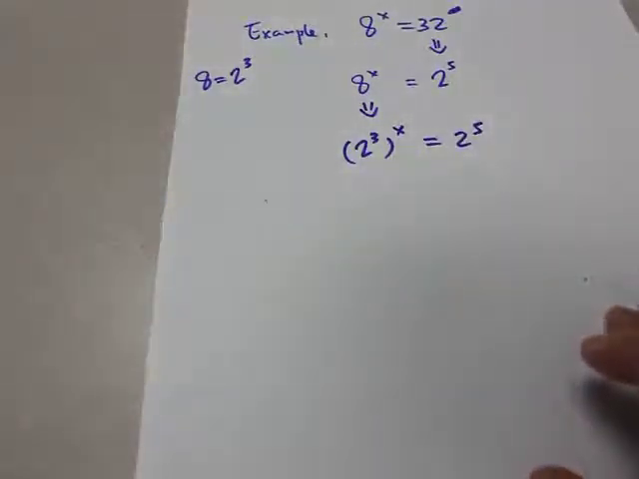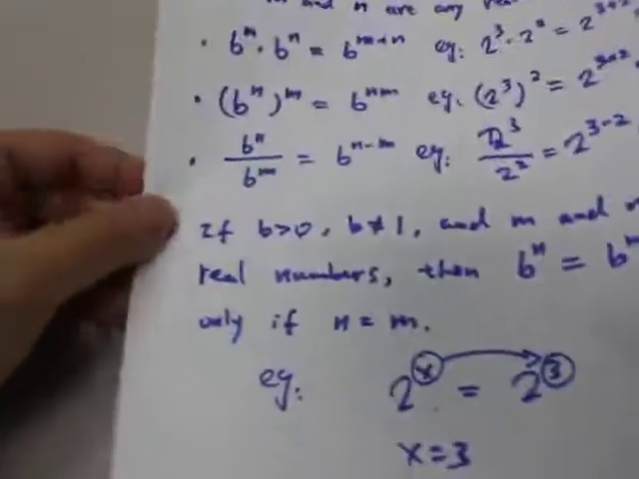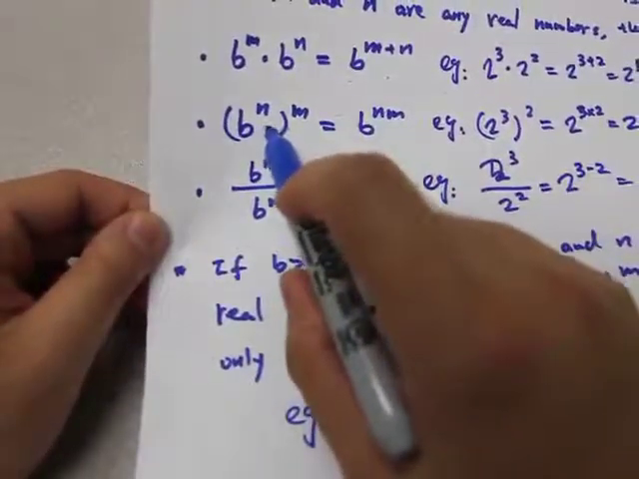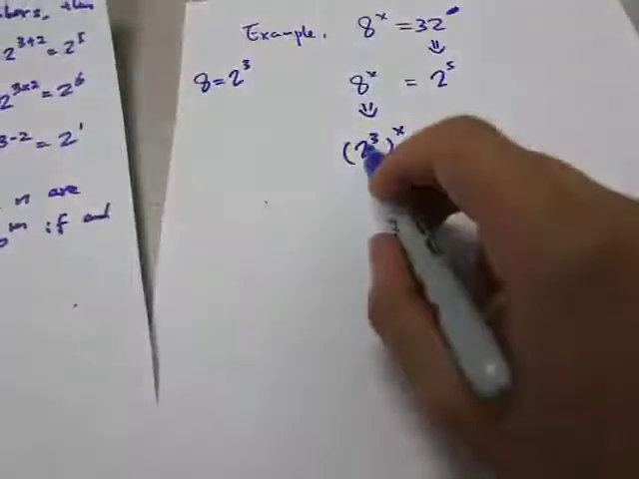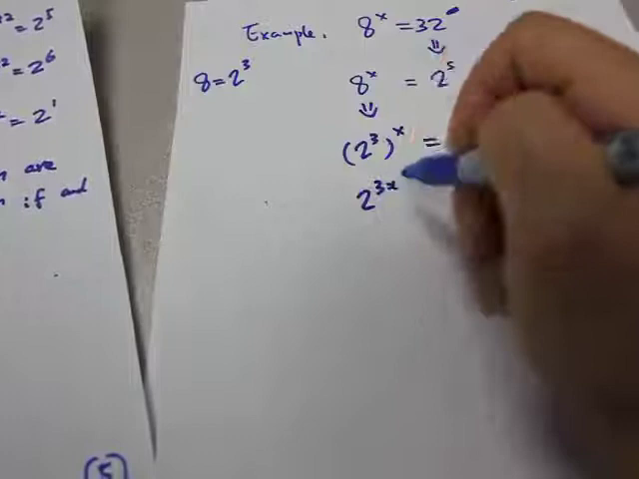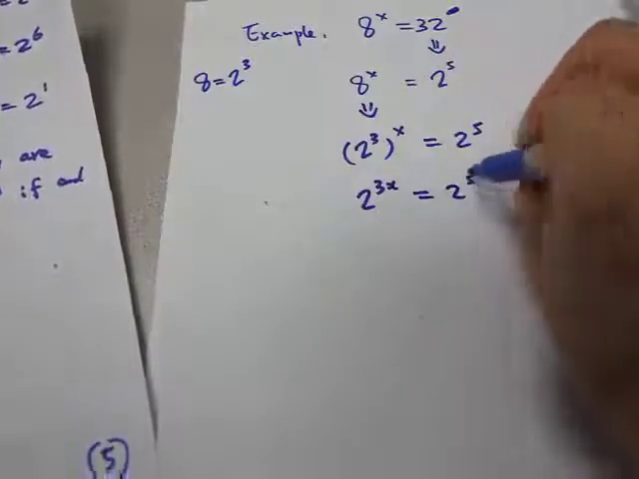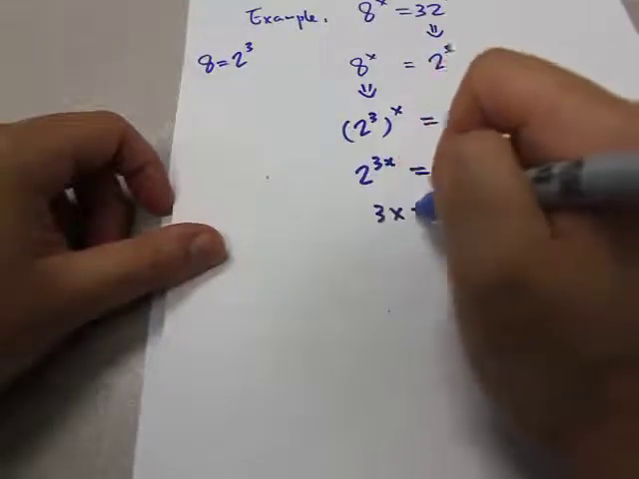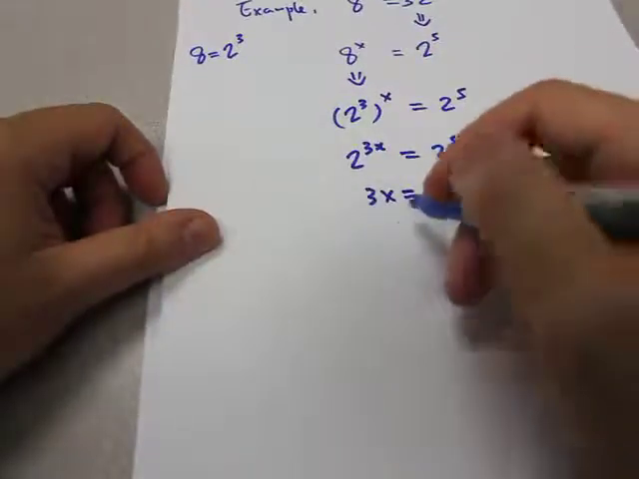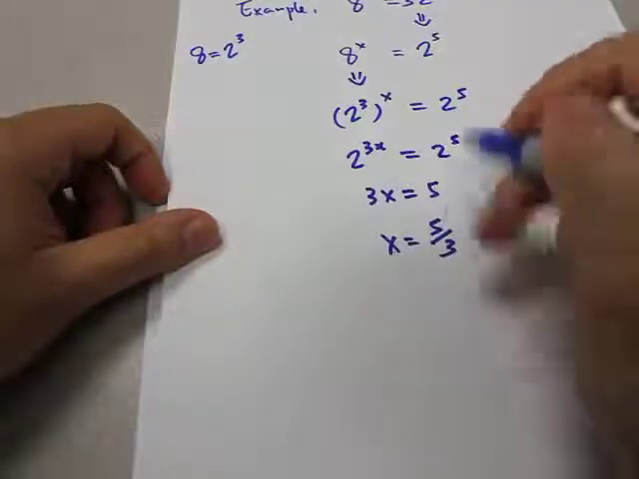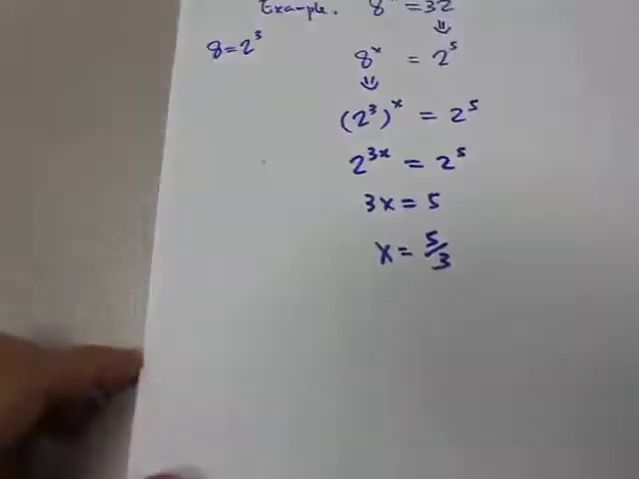And then, by using this property, 2 to the third to the x is 2 to the 3x, and this equals 2 to the 5. That means 3x is equal to 5. So x is equal to 5 over 3.